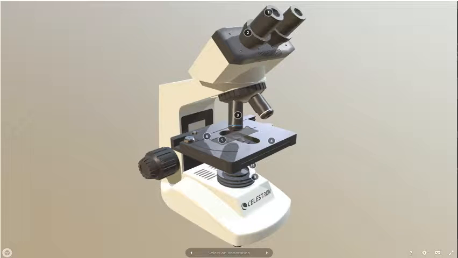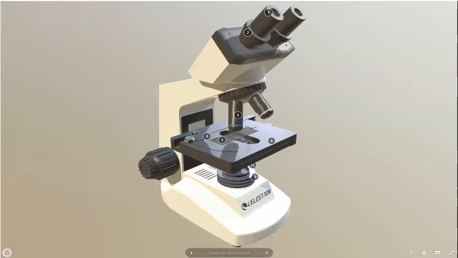So cells are usually too small to see with the naked eye, so we have to use something called a microscope. And here we have an image of a microscope in this video. Visible light passes through a suitable specimen, for example, say an onion cell, and a series of lenses magnify an image that is formed, which you can then view.